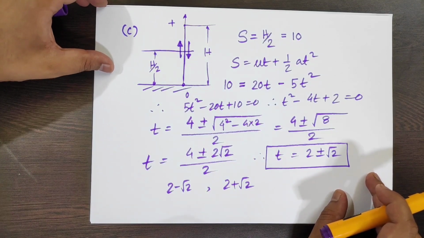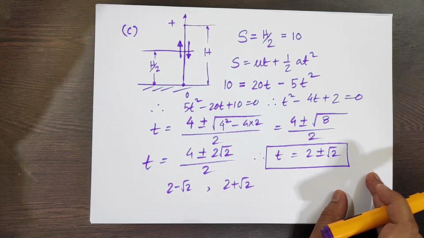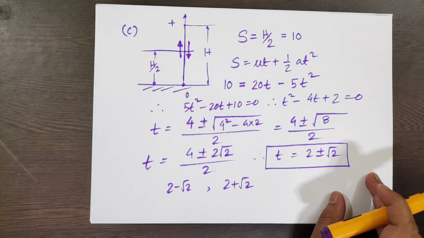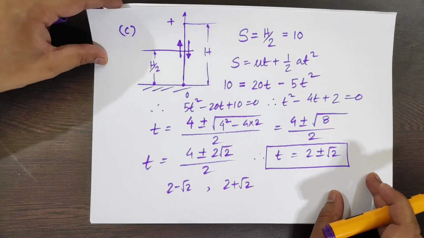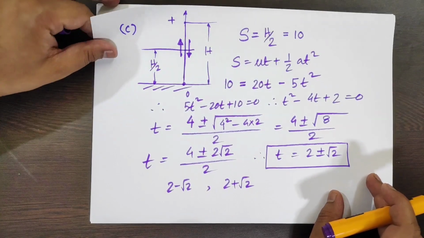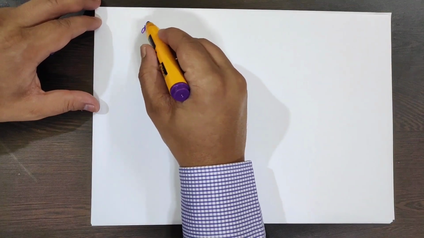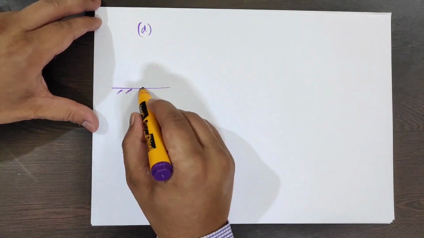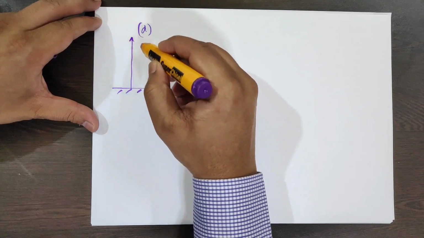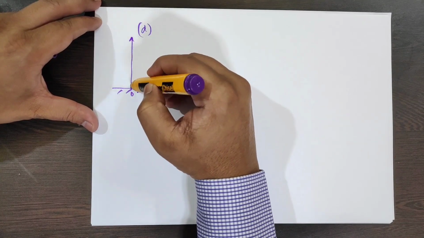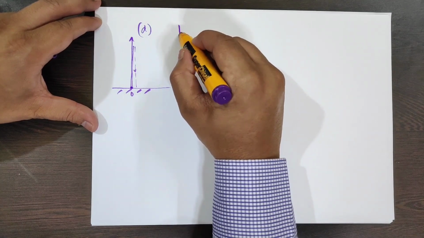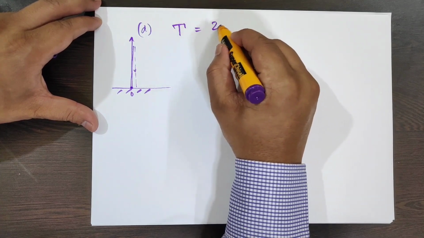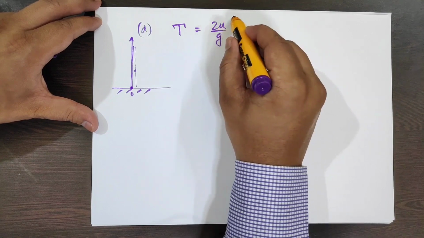Okay. So part C done, there is part D and part E. Part D, total time of flight. See, intuitively you can tell, or you can also prove it, that time to go up is equal to time to come down. So total time of flight t is equal to twice u by g.